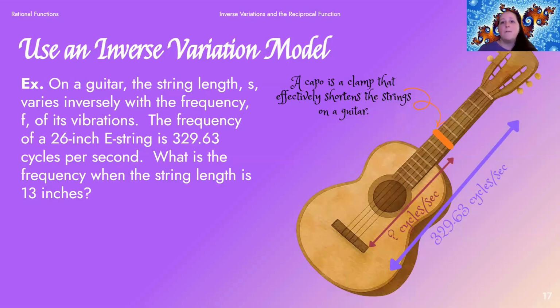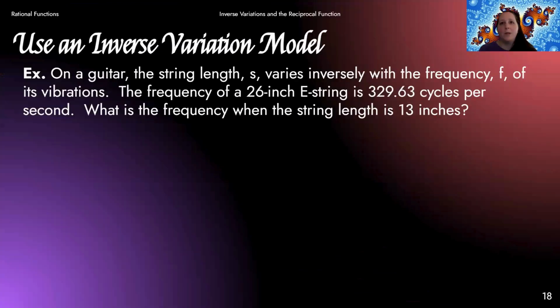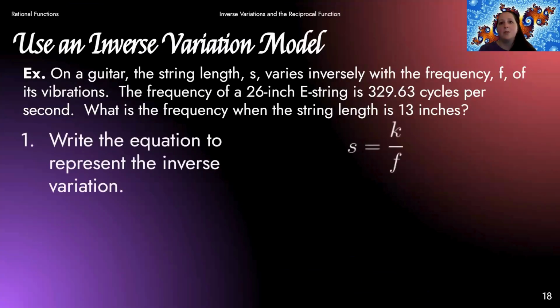So effectively, I've used a capo or a clamp to halve this string. I'm going to use the same type of thing that I previously used. I'm going to set up the formula. In this case, instead of x and y, I'm going to use S and F because it's the string length and the frequency. We said that S varies inversely with F, so that means F represents my x value and S represents my y value.